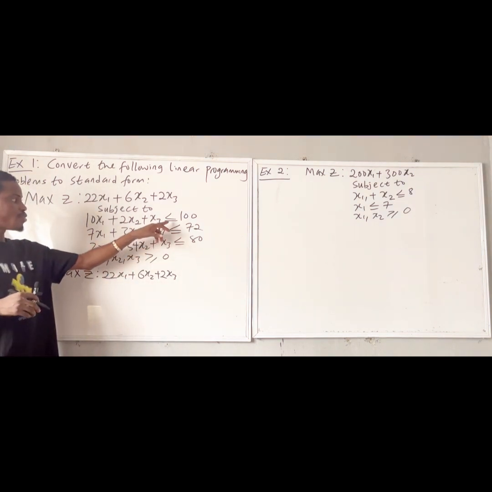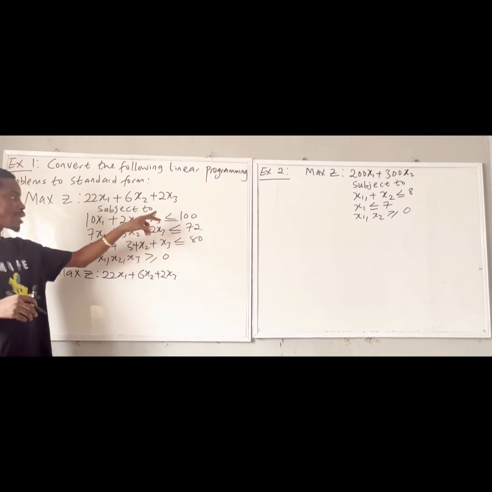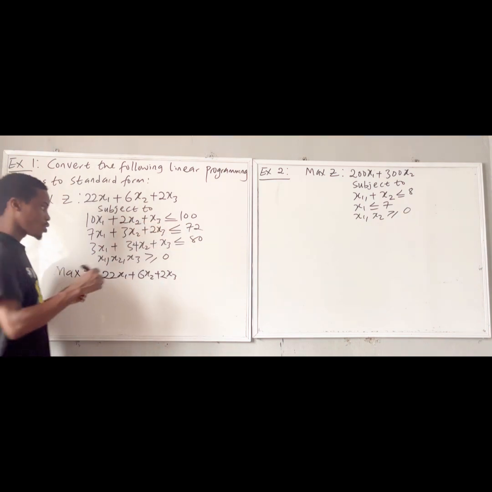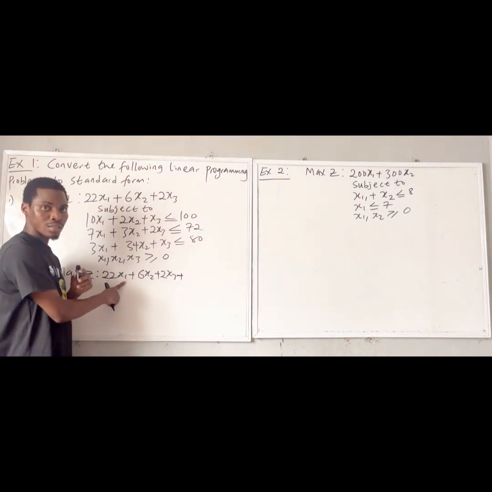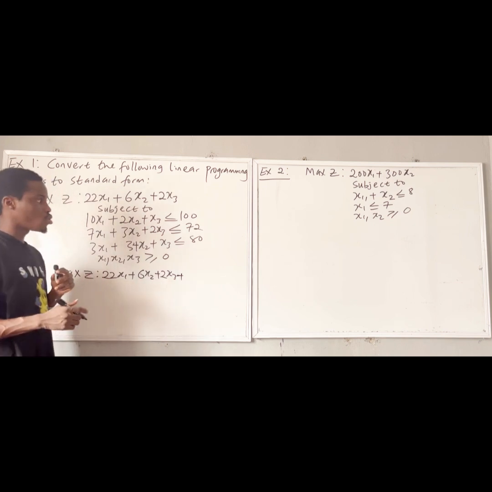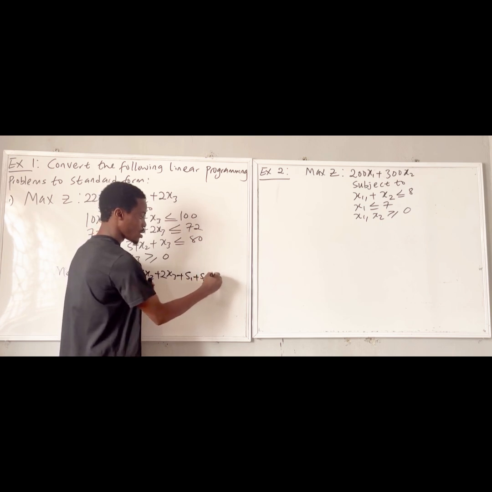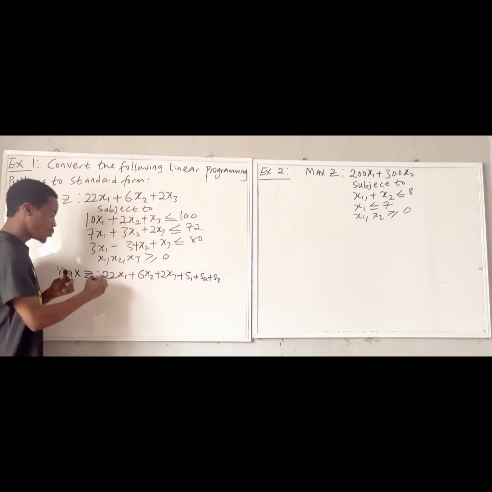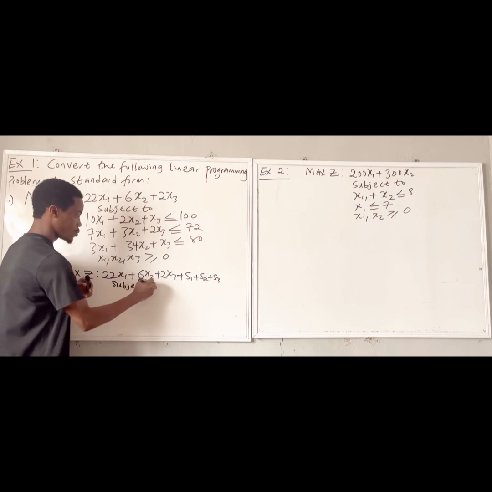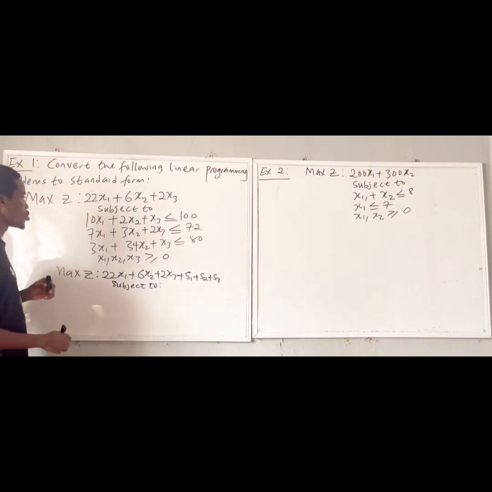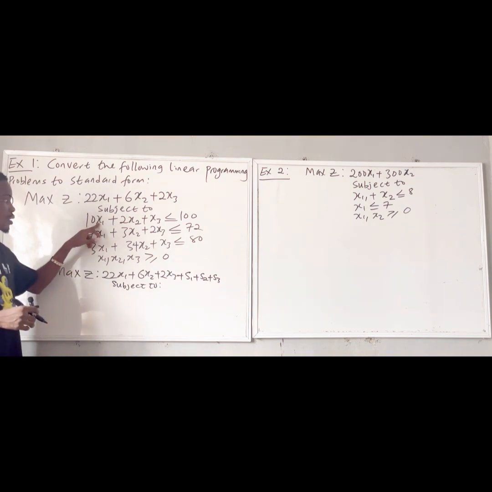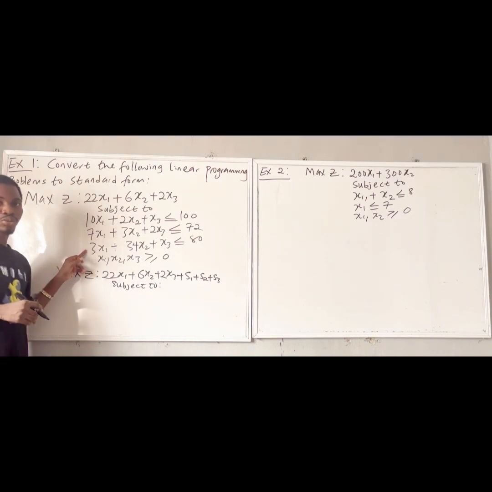Whenever we have anything less than or equal to, the type of variable we are going to add to it is a slack variable. Since the decision variables are x1, x2, x3, we are going to have three slack variables, that is, plus s1 plus s2 plus s3, subject to 10x1 plus 2x2 plus x3. The first constraint will take s1, the second constraint will take s2, and the last constraint will take s3.